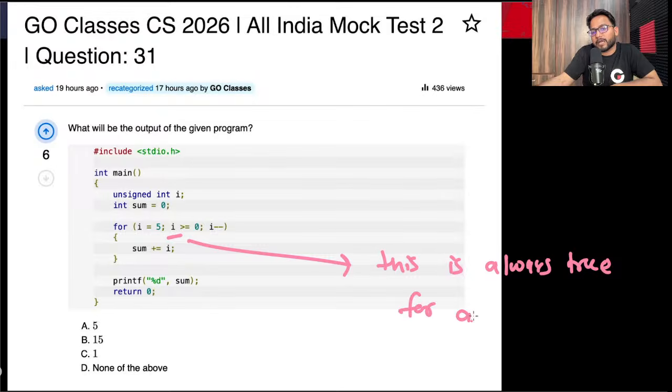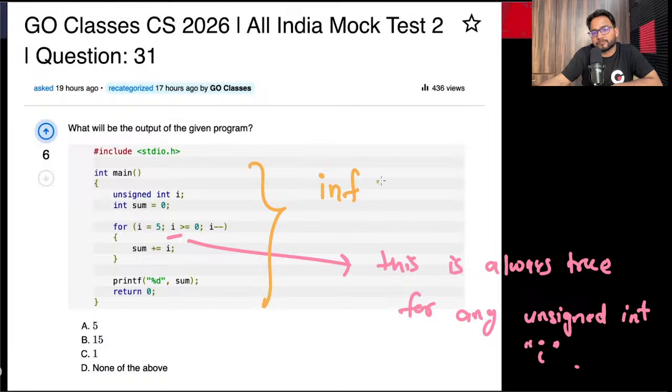is always true for any unsigned integer. So that's why it is an infinite loop. Hence, none of the above. Intentionally I have not written infinite loop as an option, just to not give you the hint. But yeah, this D is the answer, as it is an infinite loop.